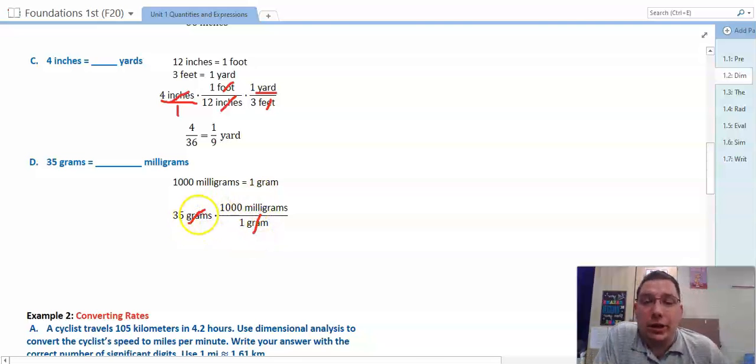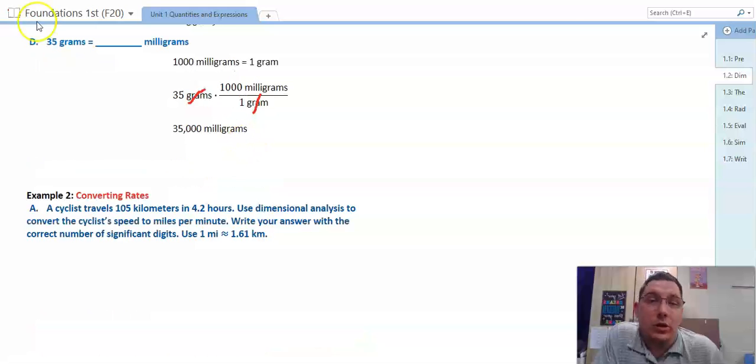And so we're going to end up with 35 times 1,000. 35 times 1,000 is 35,000. So in 35 grams, there are 35,000 milligrams. So there we go. 35 grams, 35,000 milligrams. That's our final answer there. So again, when you're dealing with just converting a certain measurement to another measurement, you've got to use those conversion factors to your advantage. And so now we're going to look at example 2.